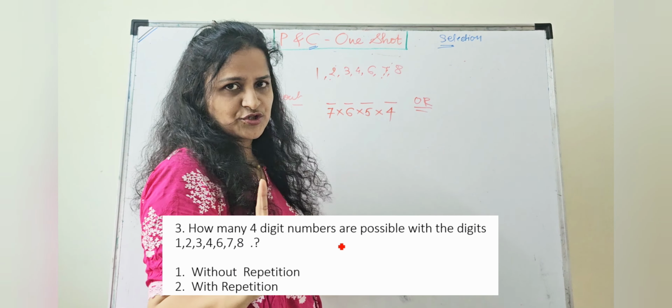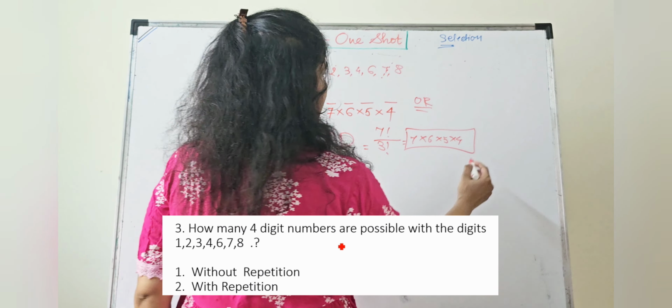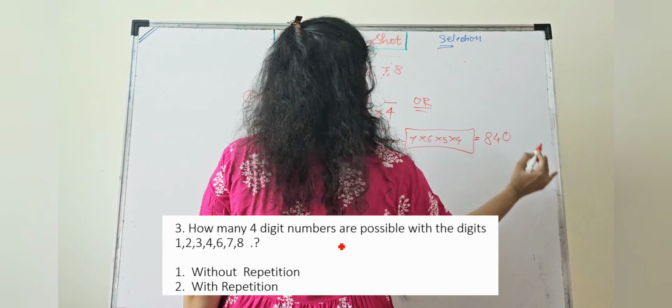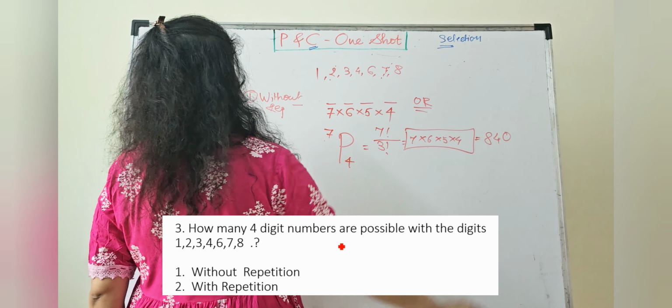You have to do that part. Okay. So the answer comes as 840. Answer comes as 840. You do it. You try doing that multiplication.